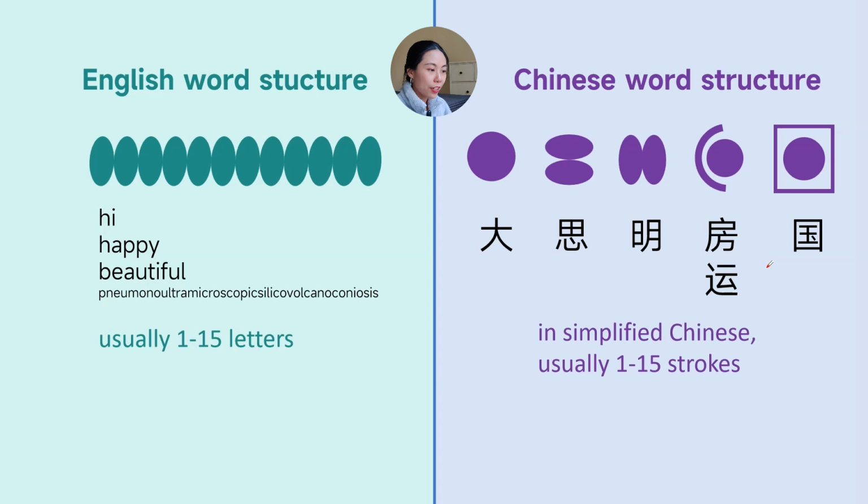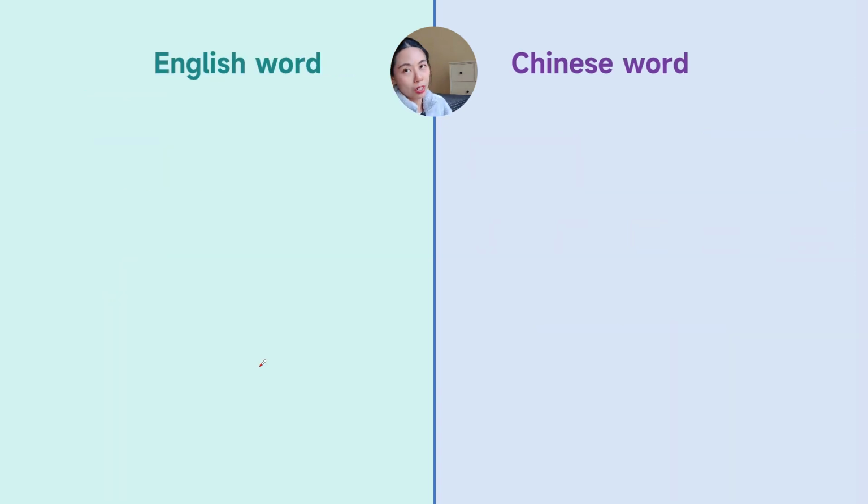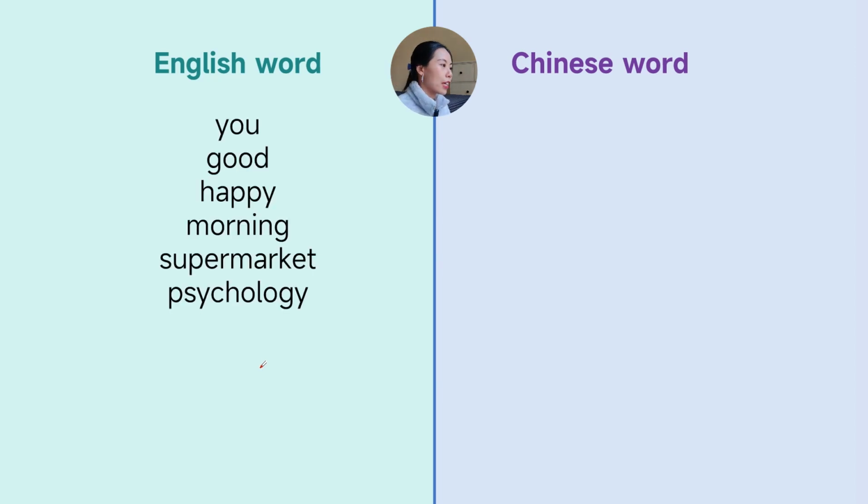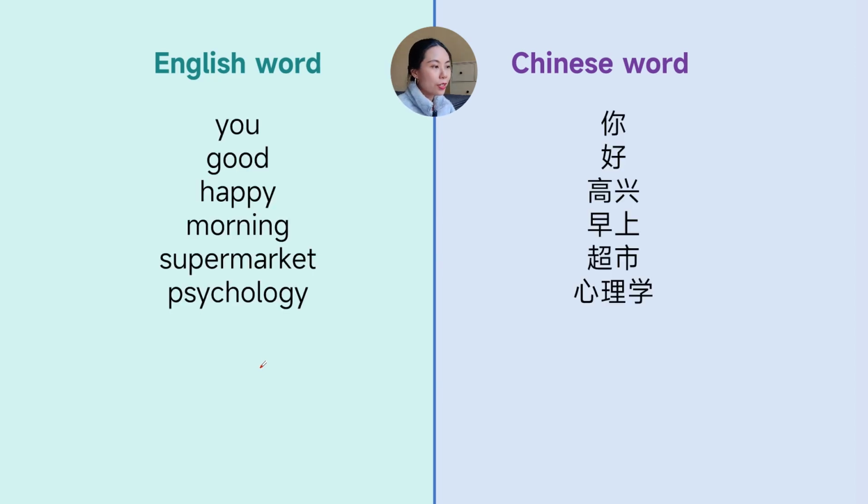So in simplified Chinese, usually there are 1 to 15 strokes. I mean, in simplified Chinese. If you are talking about traditional Chinese, there will be a lot more strokes. And now let's get to some words. And here are some English words. And the Chinese words, they look like this. Actually, here is the Chinese translation for this.